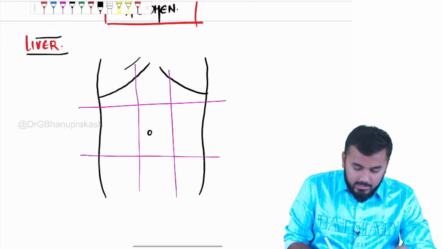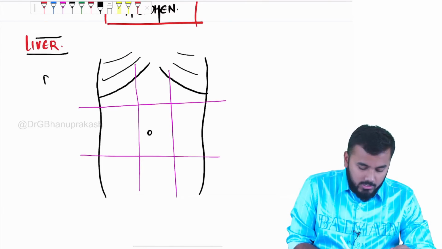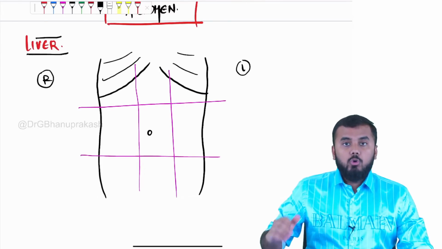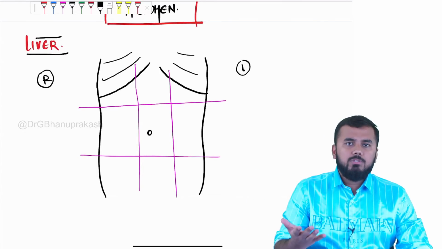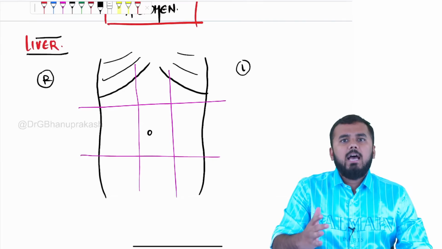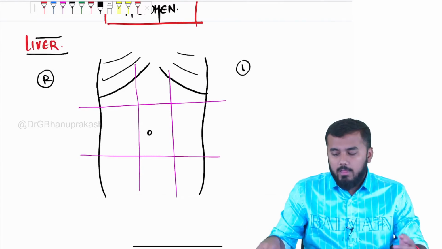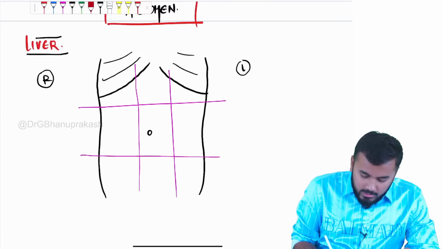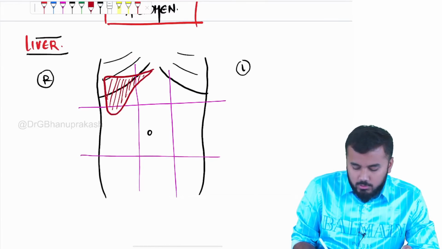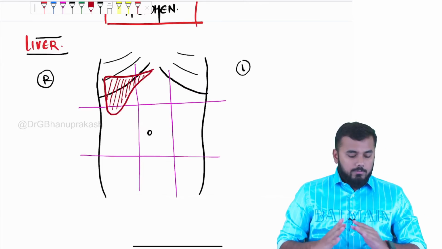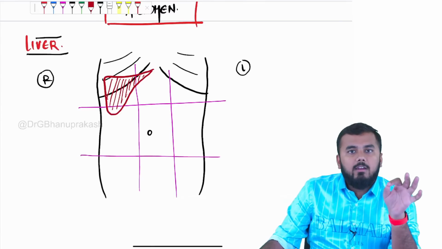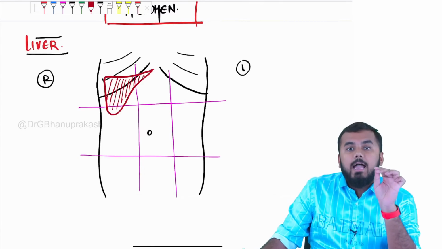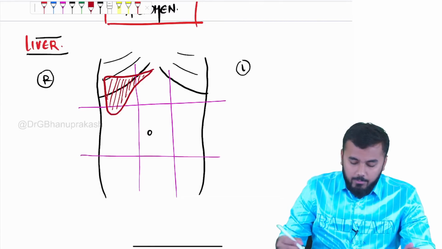Now you can see here that these are your ribs. This is on the right side, this is on the left side. The area below the ribs is called hypochondria, right? Just below the ribs you have this organ, which is called your liver. So from today onwards, if someone asks you where the liver is located anatomically, it is located in the right hypochondric region.